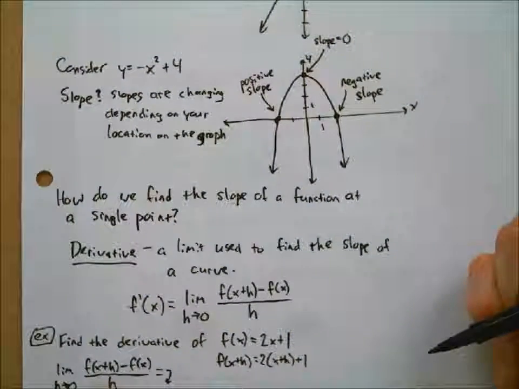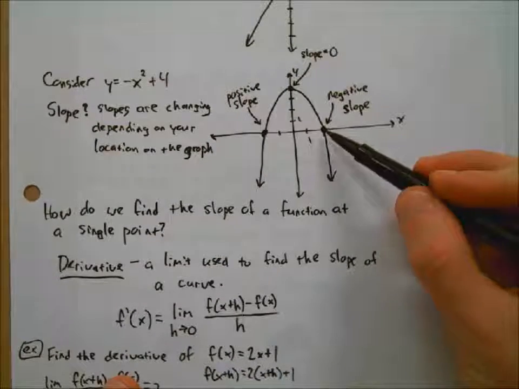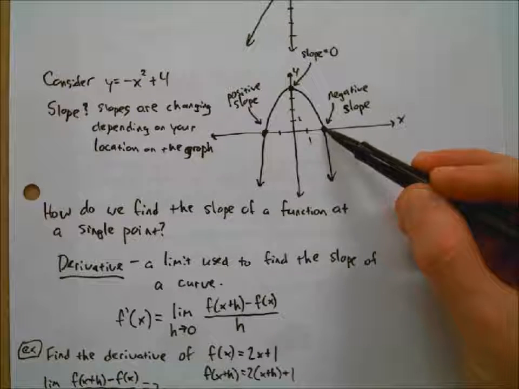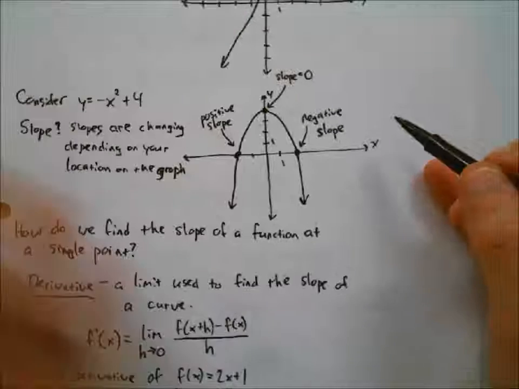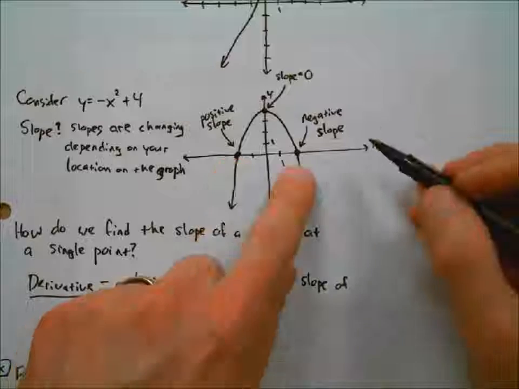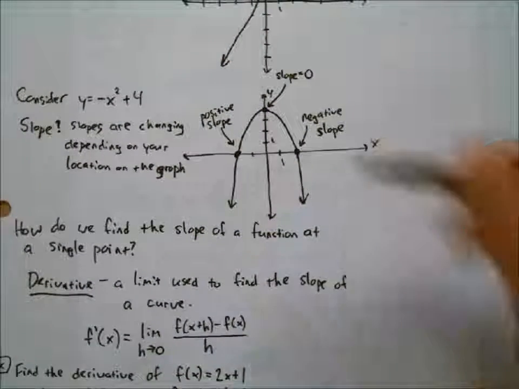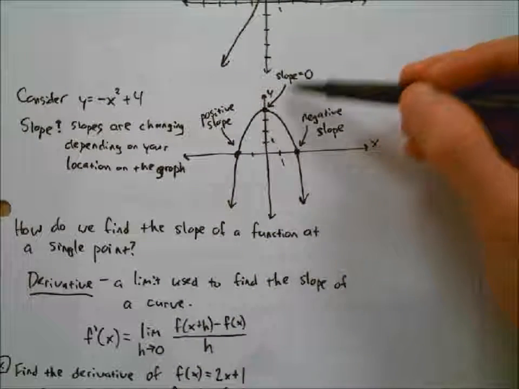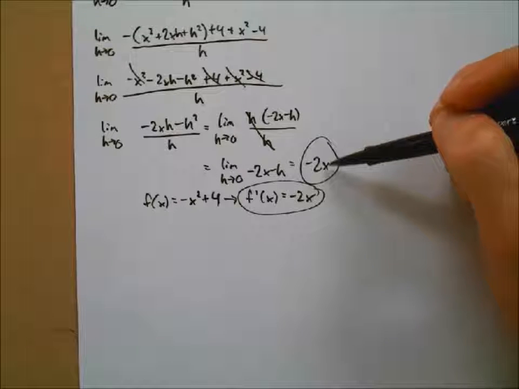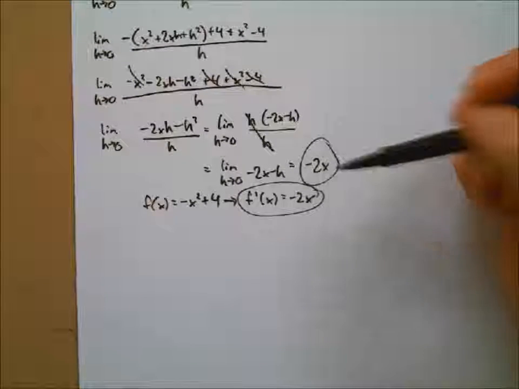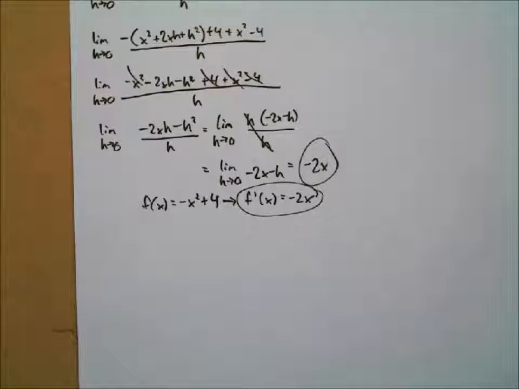Positive 4. Okay? What's the slope going to be here? Well, what's the x value here? 2. Negative 2 times 2, negative 4. It's symmetric even, right? The slope here is positive 4, the slope here is negative 4. All right? We said here the slope was going to be 0, right? We kind of eyeballed that and said it was going to be 0. What's the x-coordinate here? 0. Negative 2 times 0. 0. Slope is 0.